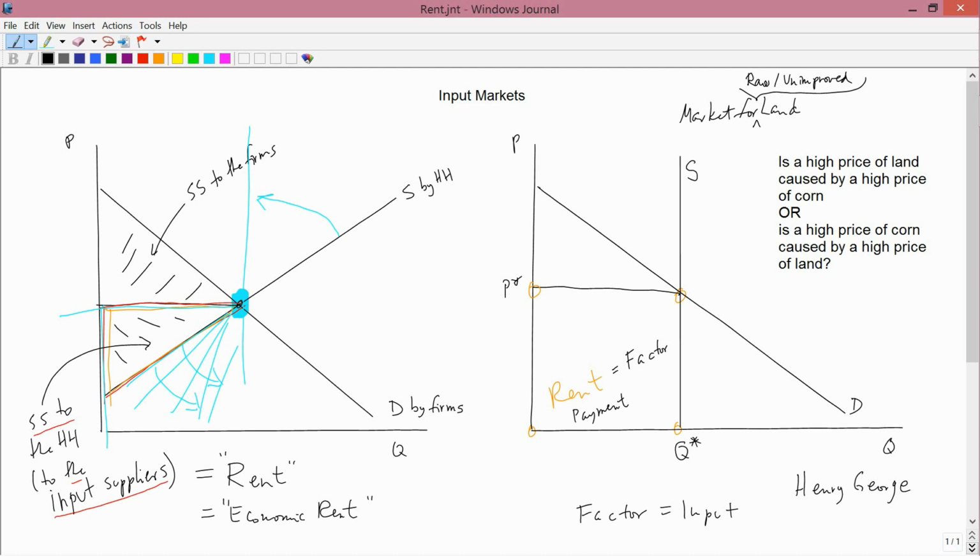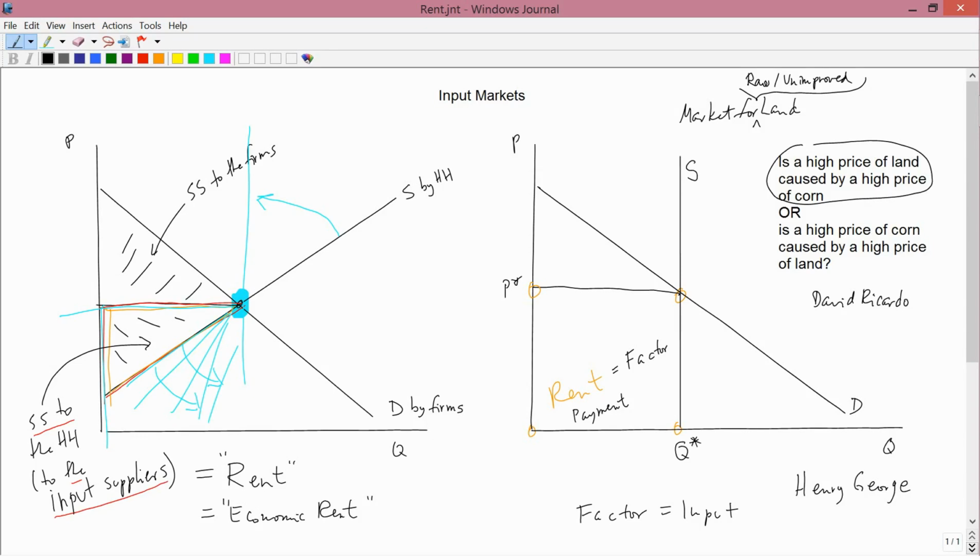So among other economists, it was David Ricardo who was in the next generation of economists after Adam Smith. Ricardo and Thomas Malthus knew each other quite well, and so they were contemporaries, and they were the next generation of English economists after Adam Smith. David Ricardo figured out the answer to the question. And the answer to this question is the high price of land is caused by the high price of corn.